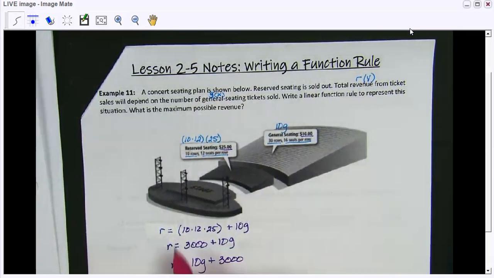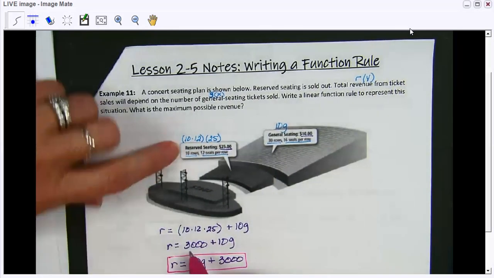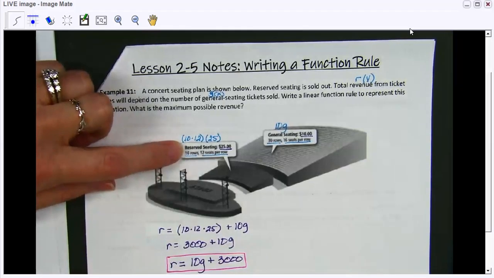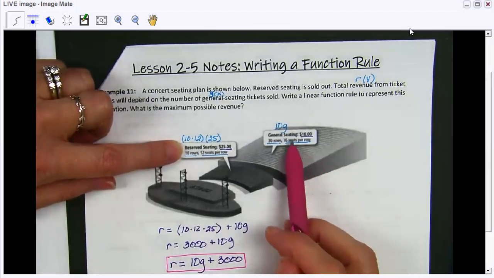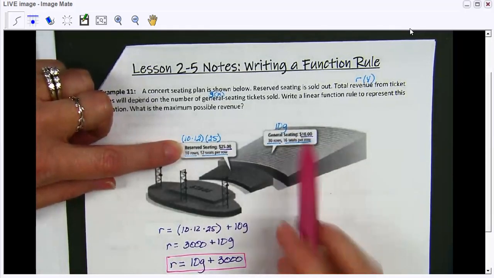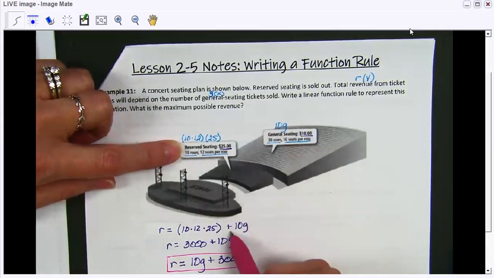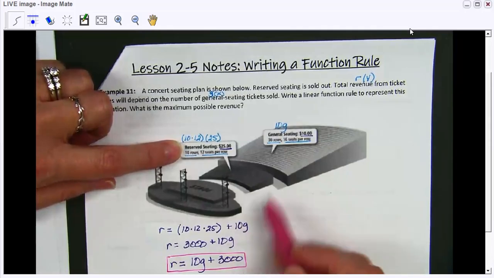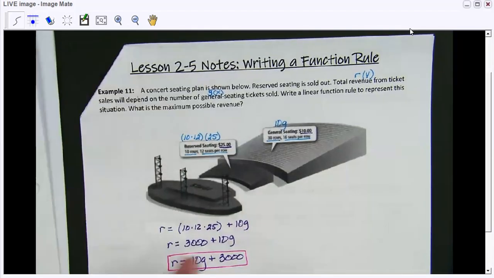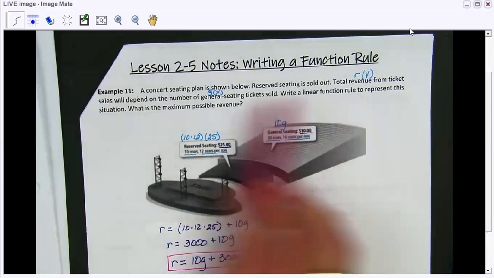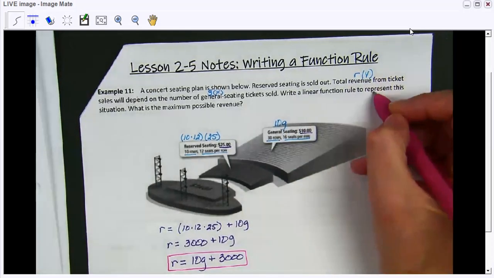So let's go over this equation really quick. We know that reserved seating is sold out, so they've already made $3,000 in revenue. They're selling general seating, but we don't know how many seats they've sold, but we do know that it's $10 per seat. So we're going to add $10 per seat of general seating, but our unknown is the G, the number of seats. So we've created an equation. We've written a linear function rule to represent the situation. So we did this part.